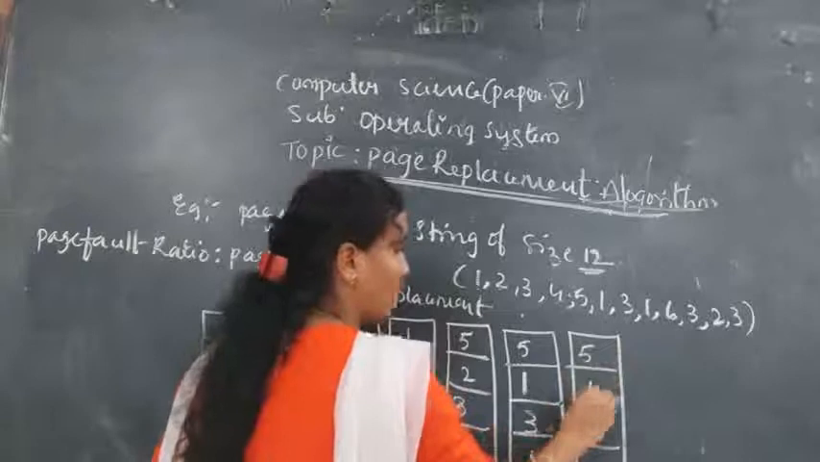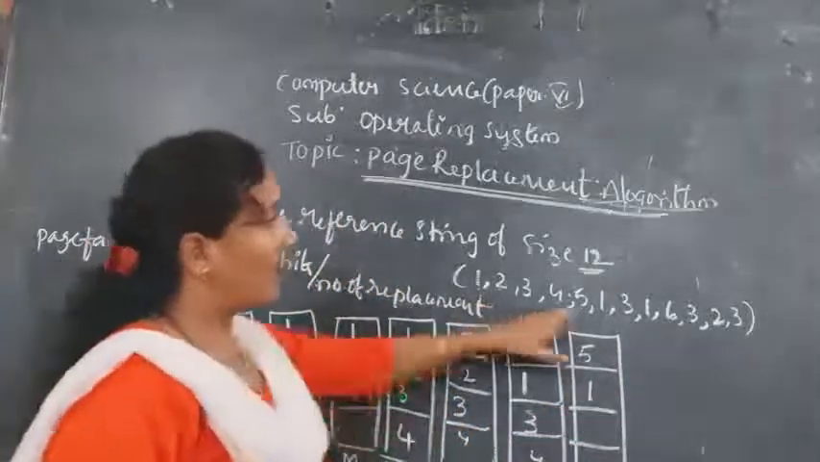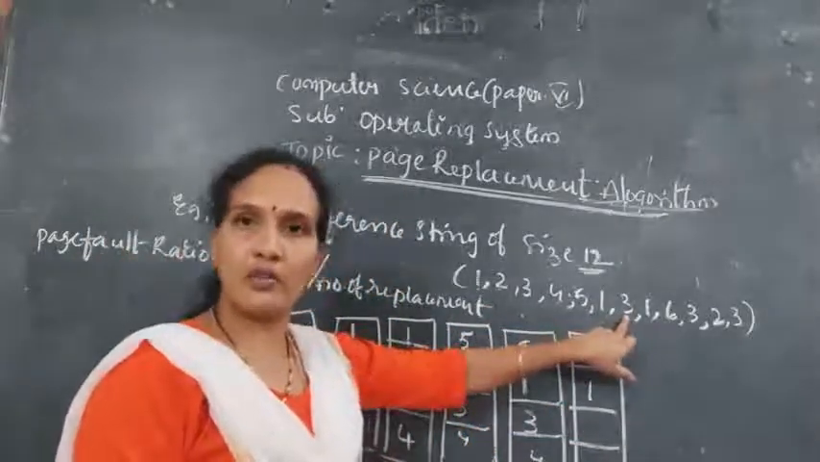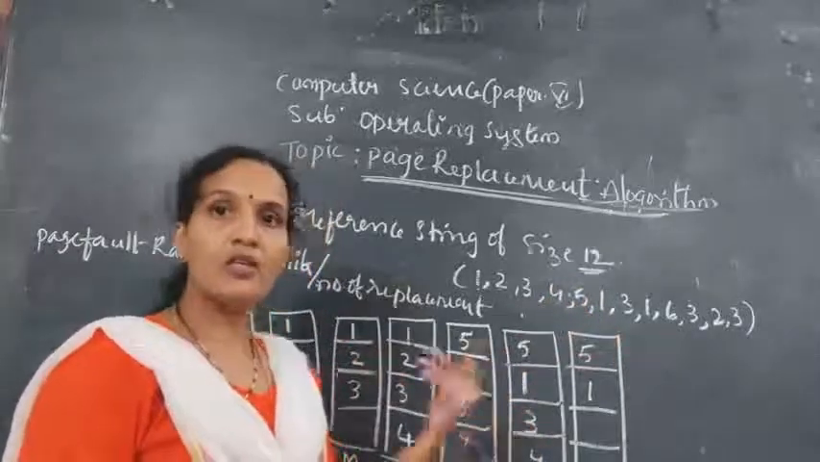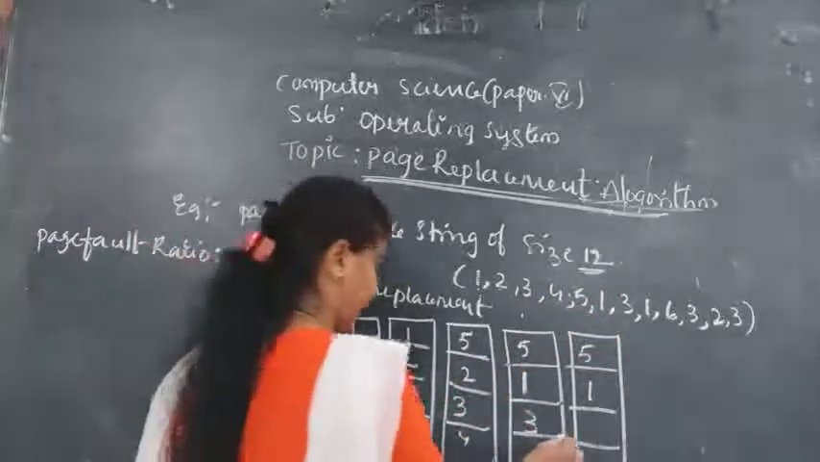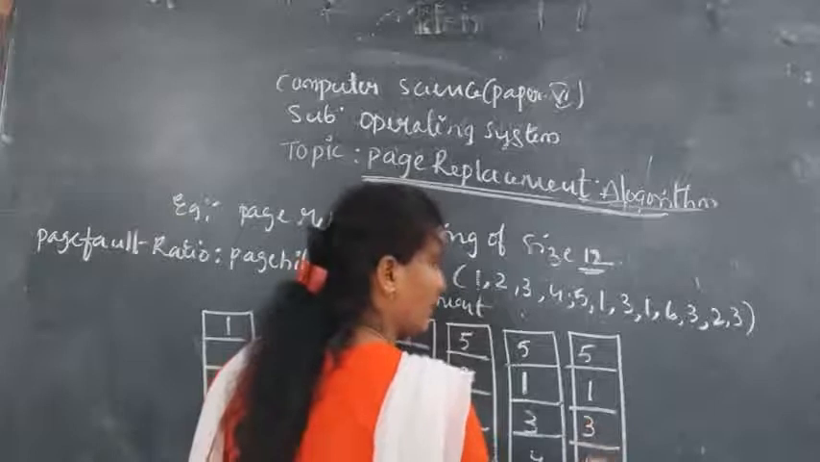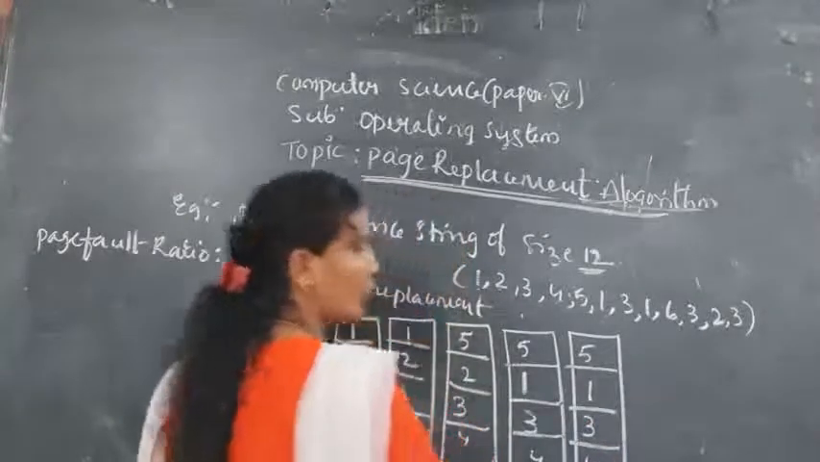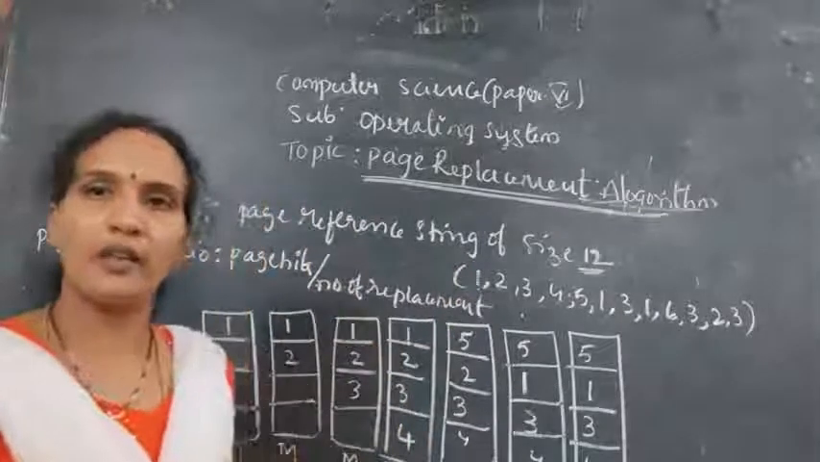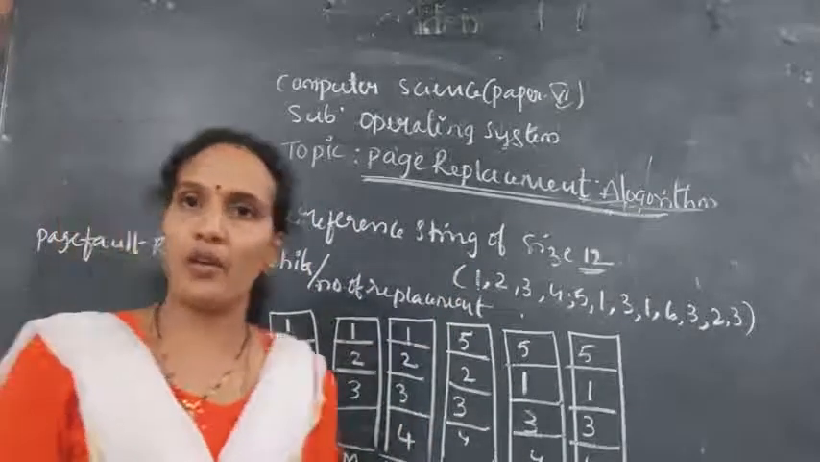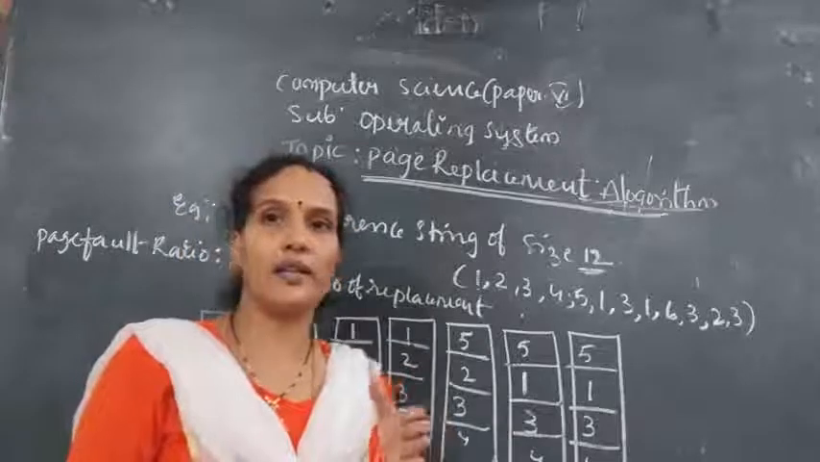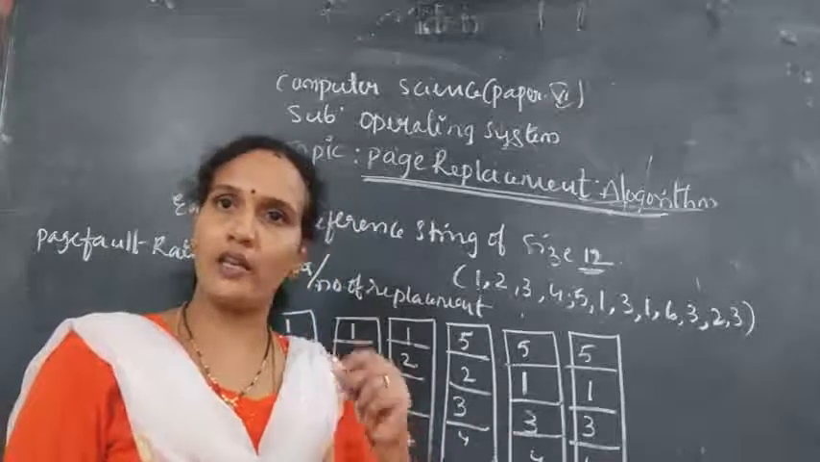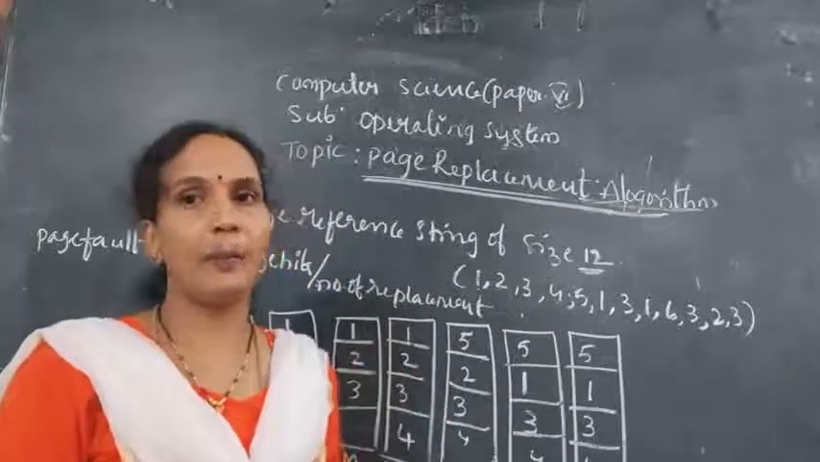5, 1. So the old one is 3. Again I want to load the third page only. Already the third page is there, so it is called a hit. 3 will be as it is. This is a hit, meaning no need to load, as the page is already in the main memory. If the page is there in the main memory, it is called a hit. If the page is not there in the main memory, then it is called a page fault.